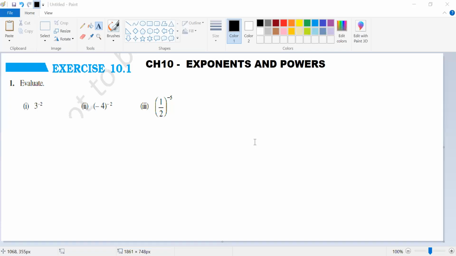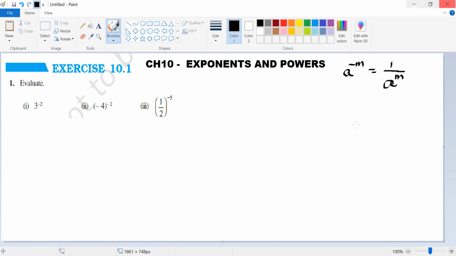We are going to discuss Chapter 10 Exponents and Powers, Exercise 10.1. You have already learned about exponents and powers and laws of exponents in grade 7. So in grade 8, a little more laws are added into that, mainly when negative power comes. That is a raised to minus m is equal to 1 by a raised to m. This is the new law of exponents which is added in grade 8.